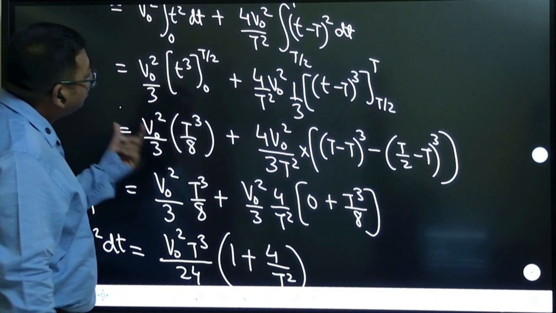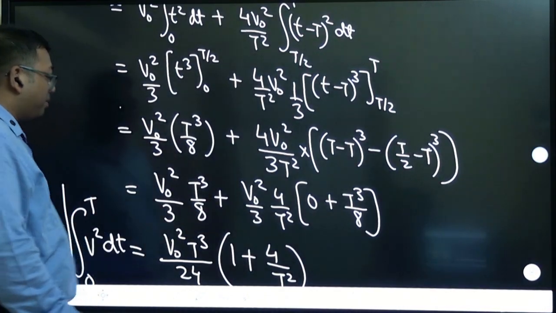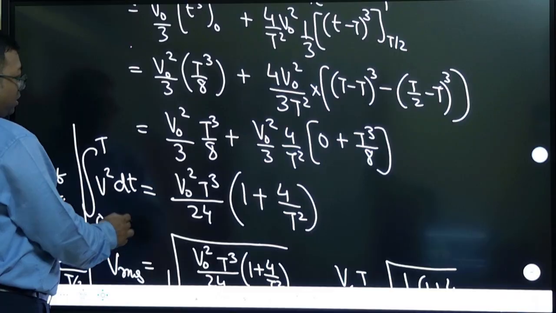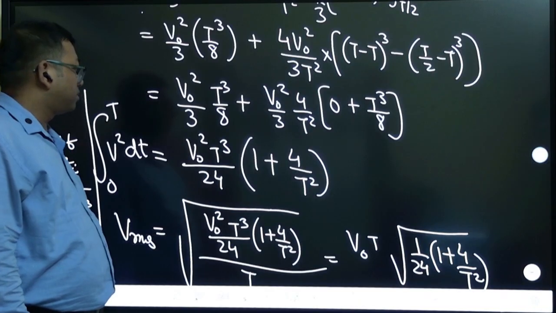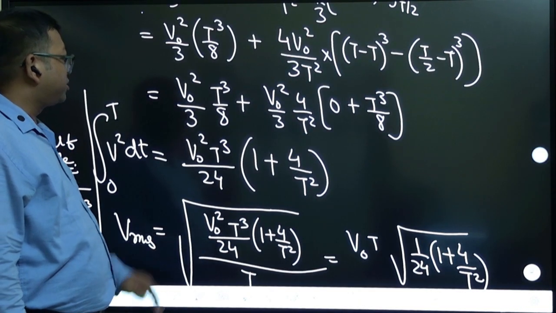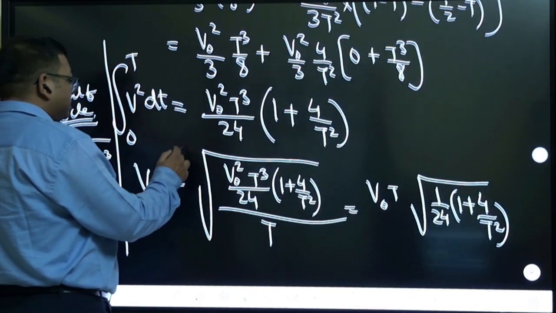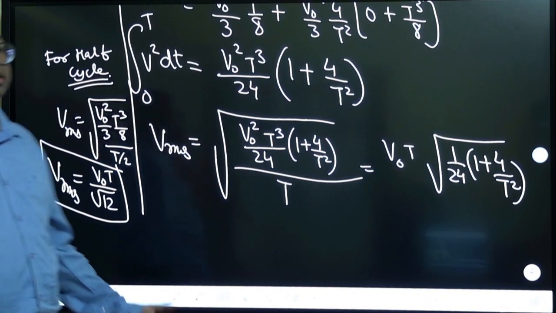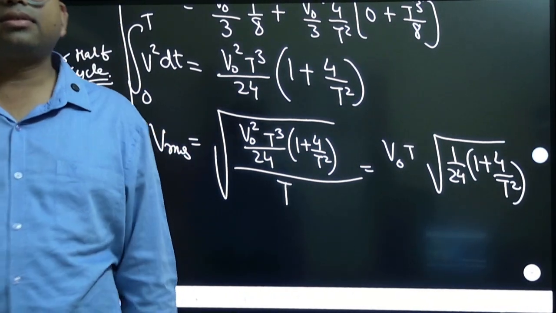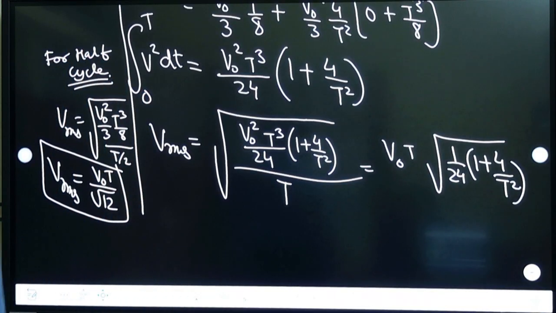Now take the V naught unit and match. It will come. It will match. Don't worry, that will come because this is the calculation. V naught is a constant. So whatever calculation it gives, that is the answer. Okay, understood this.